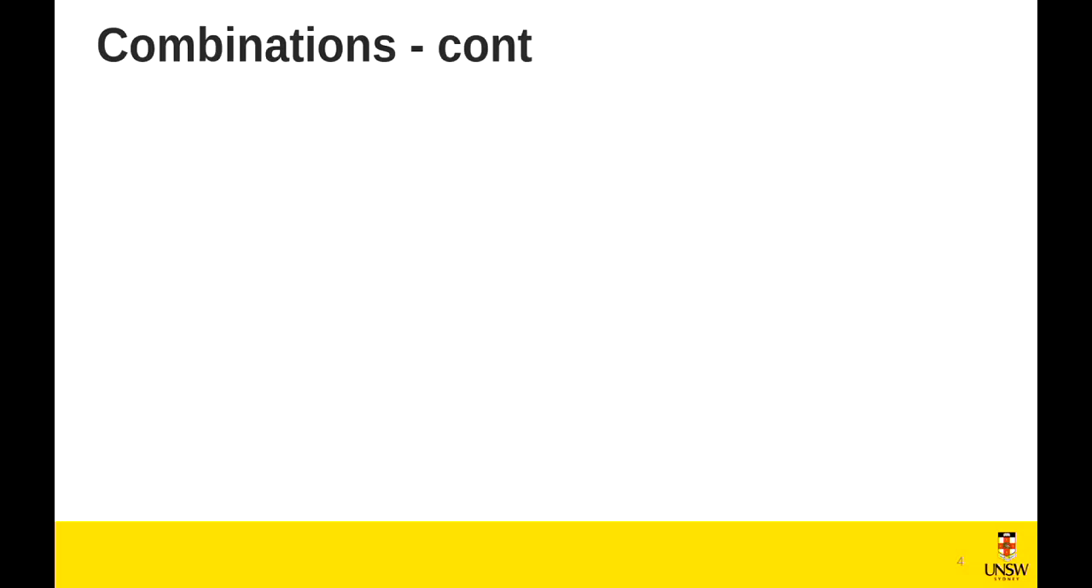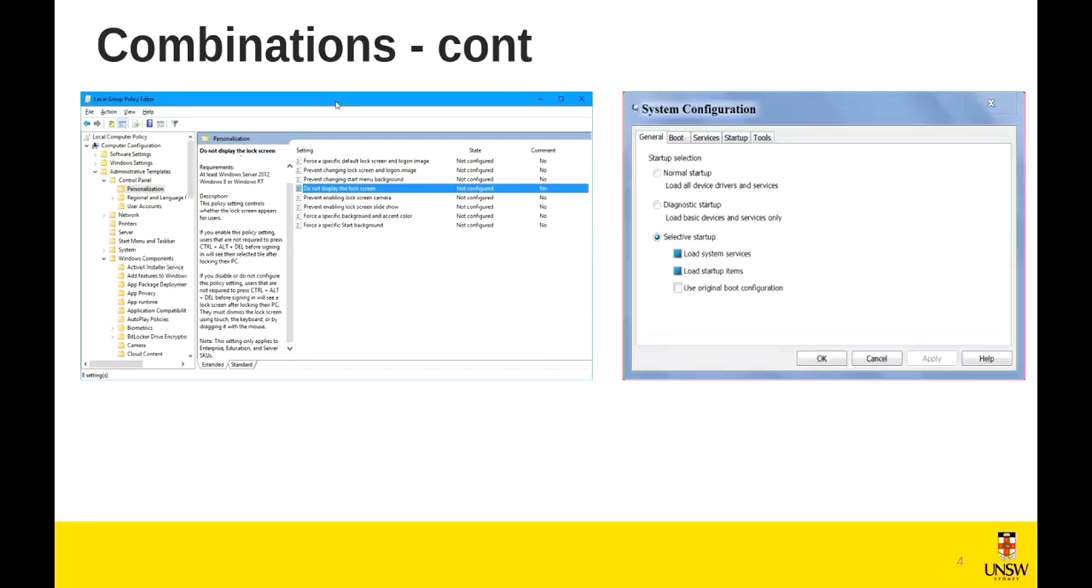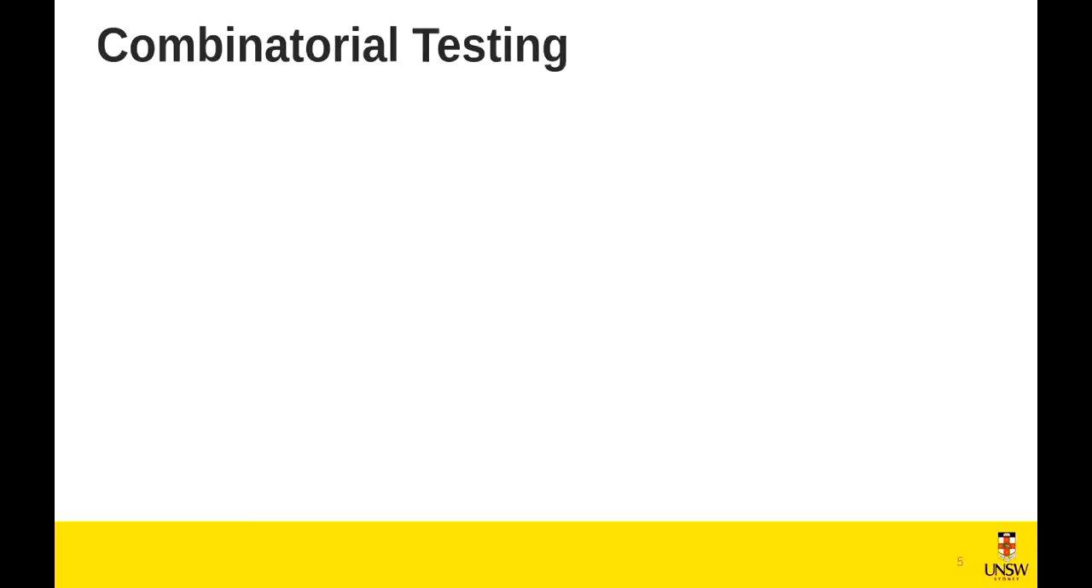And sometimes we could combine more things together to do the testing. So for example, in some systems, we can do some configurations for the software. So we can also try to combine different configuration options. So the thing is, we can build up combinations, but how can we systematically generate the combinations for testing? So this comes to the concept of combinatorial testing.